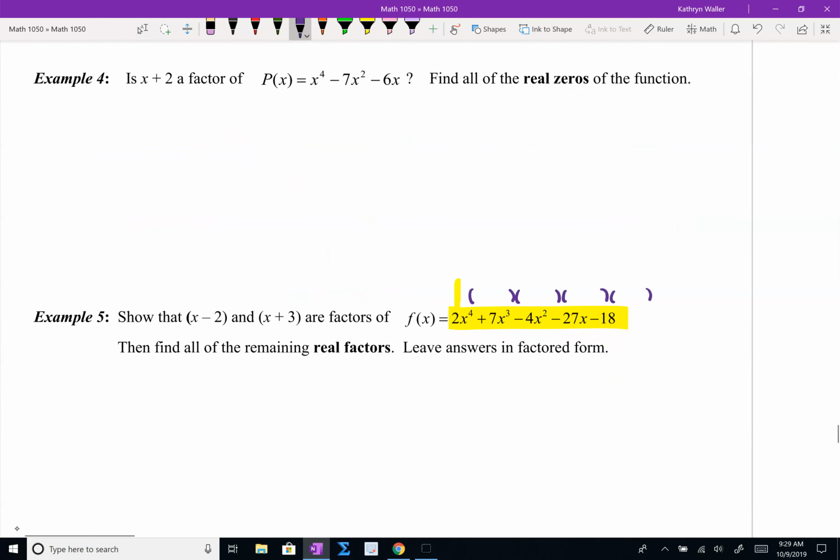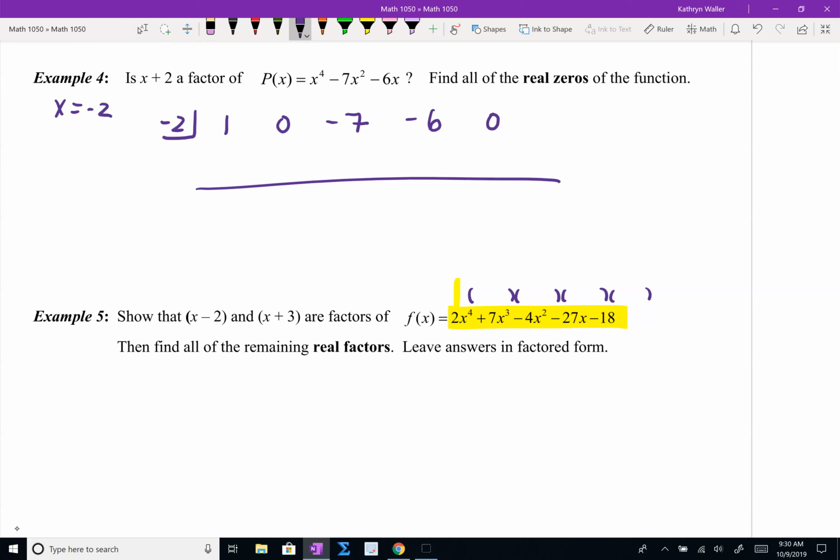Question 4. Is x plus 2 a factor? Find all the real zeros. Take x plus 2, set it equal to 0, and you get a negative 2. Now take that negative 2 and put it up in that corner. Now, I don't have an x to the third. So you have to go 1x to the fourth, 0x to the third, minus 7x to the second, and negative 6x. You also need a constant, so fill in a 0 at the end.